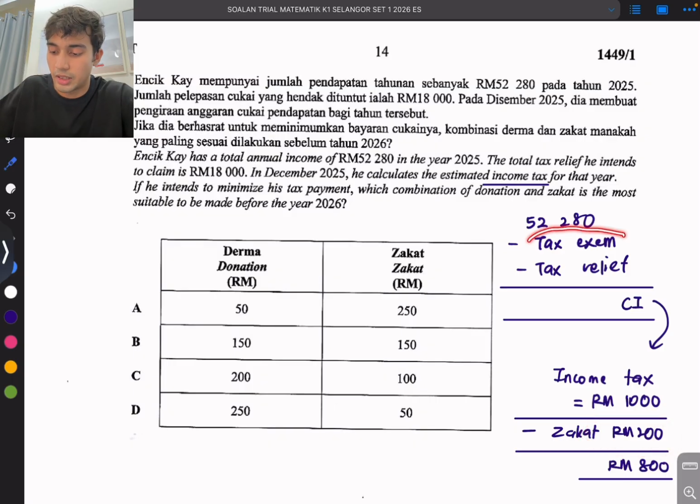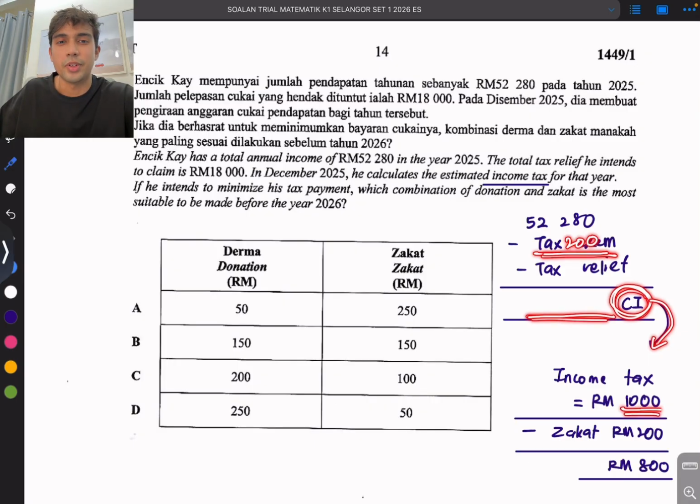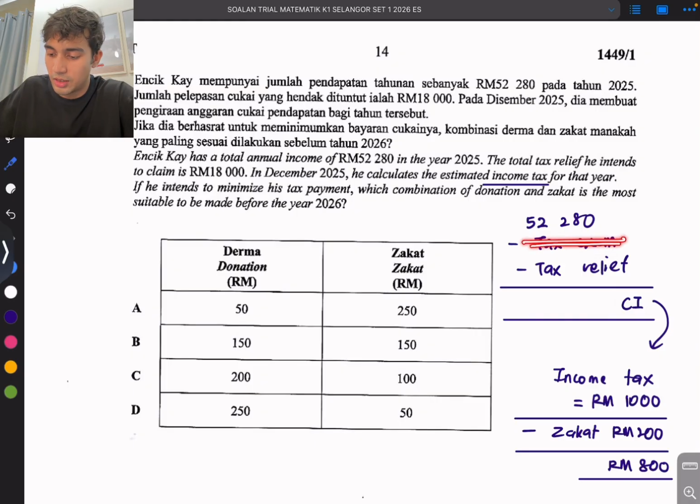Donations, on the other hand, come under tax exemption. It's minused off first here. So if you minus the value here, your chargeable income is not going to change much. Let's say you minus 200 ringgit, your chargeable income will still be high. If your chargeable income is high, the tax you need to pay will also be high. Basically, it will not change much. You'll have a very insignificant difference.